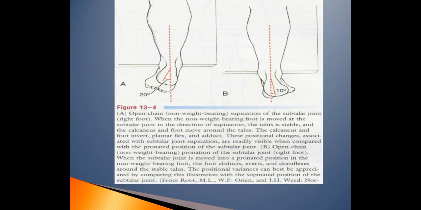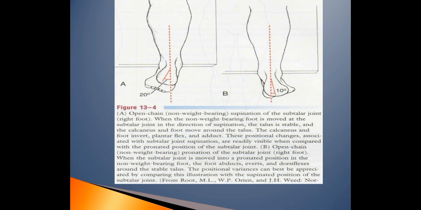In this picture we can see, in picture A, open chain non-weight bearing supination of the subtalar joint. When the non-weight bearing foot is moved at the subtalar joint in the direction of supination, the talus is stable and the calcaneus and foot move around the talus. The calcaneus and the foot invert, plantar flex and adduct. These positional changes associated with subtalar joint supination are readily visible when compared with the pronated position of the subtalar joint.